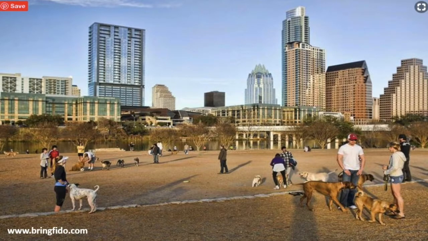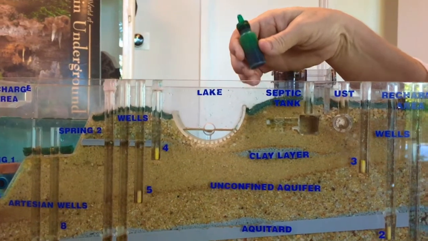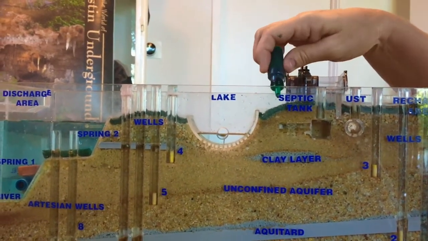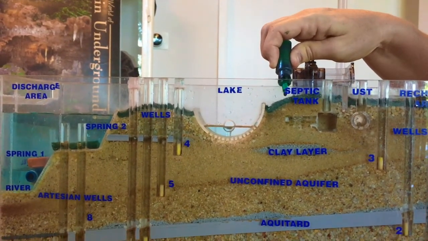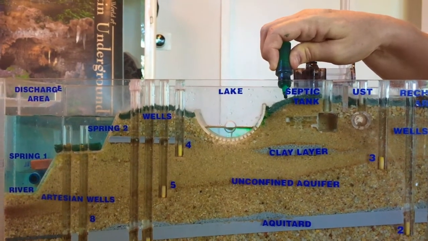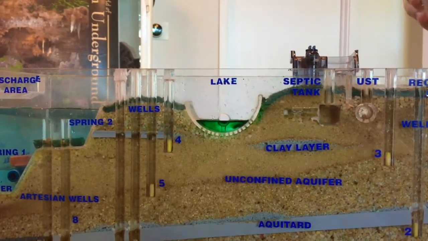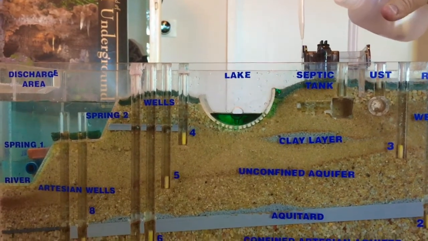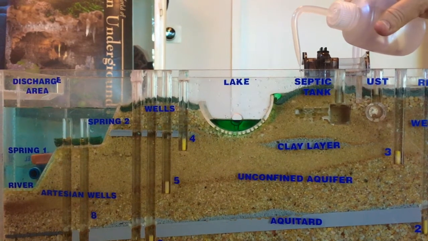So my next pollution that I'm going to introduce is a green dye that's going to represent some dog poop. We have some people that went to the park and didn't clean up after their dog. So we're going to put a little bit of this green dye on the grass there. And of course then, you can see already it's seeping into our lake. And now we're going to rain with my water bottle and see what happens.